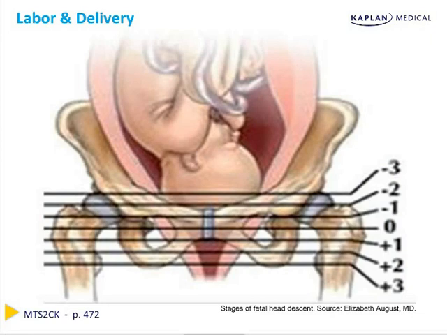Station is a description of the relationship between the fetal head and the pelvis. When the fetal head reaches the ischial spines, it is termed zero station. Measurements can be either -3 to +3 station or -5 to +5 station, depending on the algorithm used.